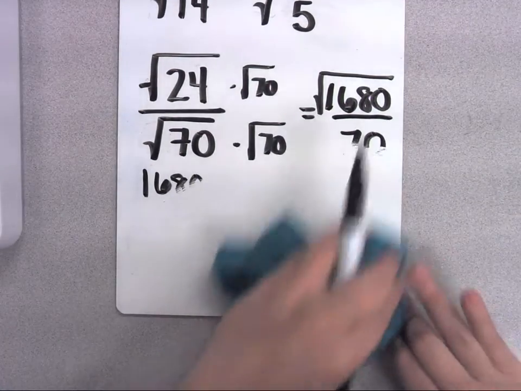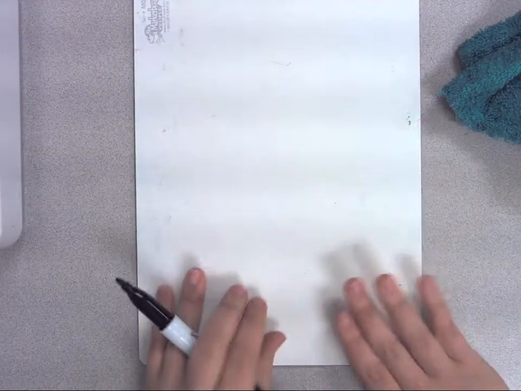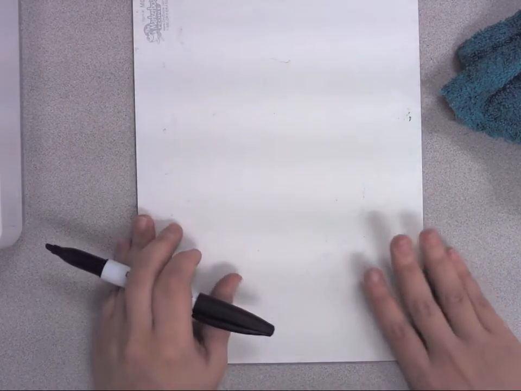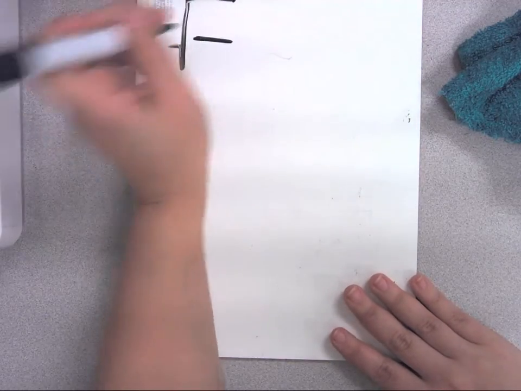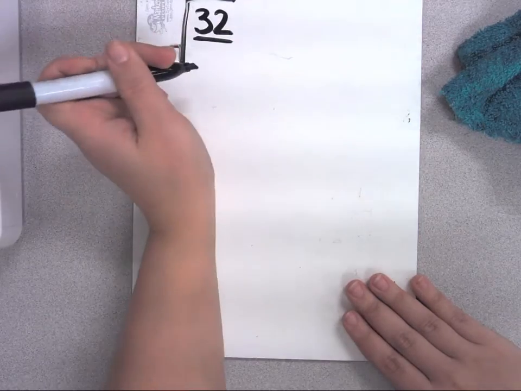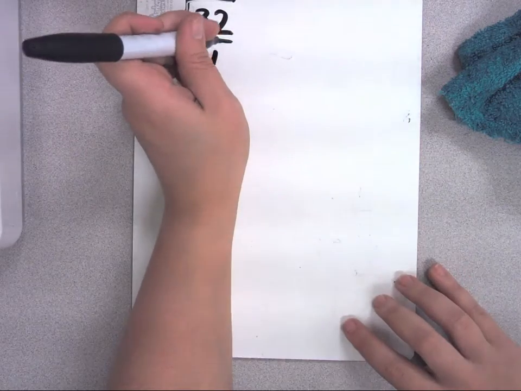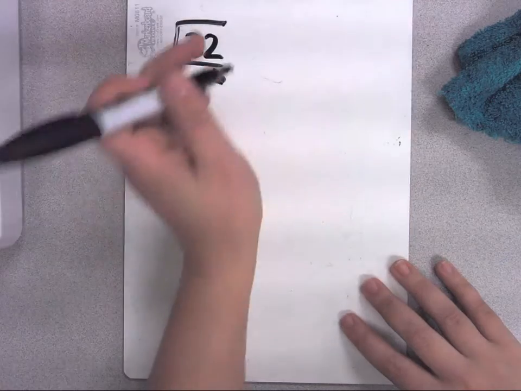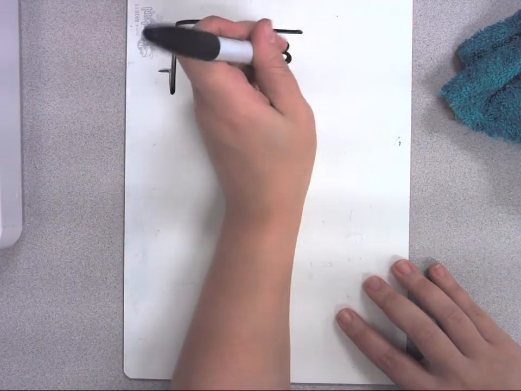Okay. Now let's try some variables in here. Usually the numbers are nicer. Also, I made that up, so you know that's why it was awful. So I apologize about that. Okay, how about the square root of a fraction, let's say 32 over y to the 6th. Still, every time, what do you do first? Separate them.